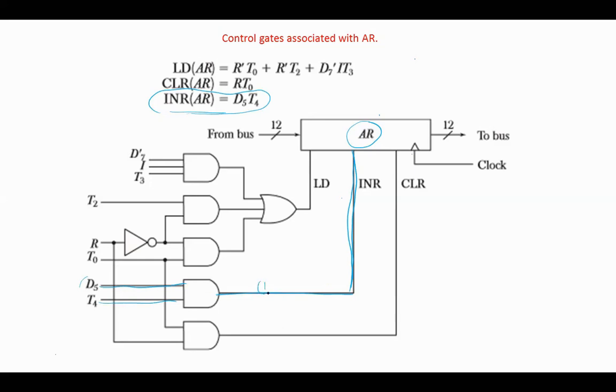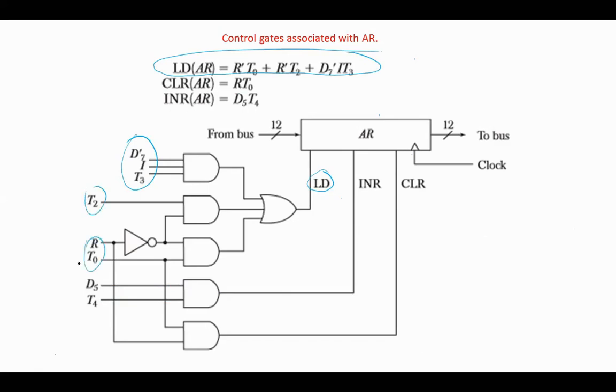When this value is 1, the contents of the address register are incremented by 1. The load input equals 1 if this expression is true, or when one of these inputs equals 1. In the same manner, we can design the control gates associated with other registers.